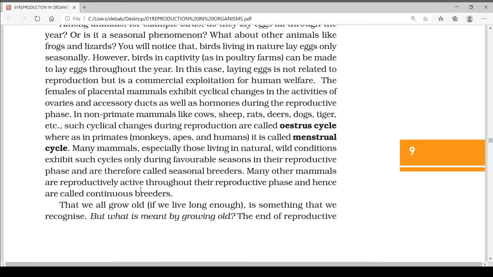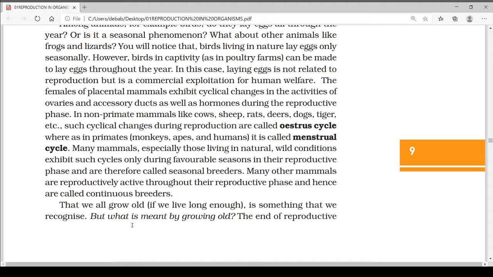So those who are active throughout their reproductive phase are continuous breeders, and those which have their reproductive phase during a particular favorable season are called seasonal breeders.